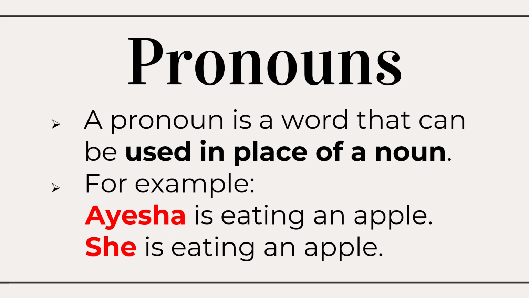Let's take a look at this example. Aisha is eating an apple. Aisha is a proper noun. And if we replace it with a pronoun that is she, it becomes she is eating an apple.